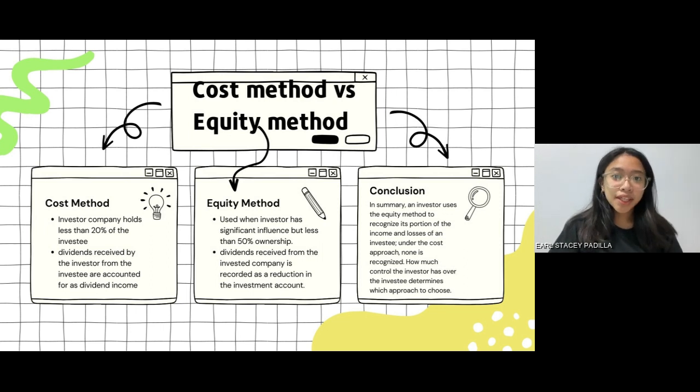So for the next bullet, dividends received from the invested company are recorded as a reduction of the investment account.